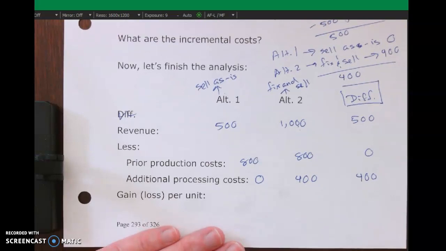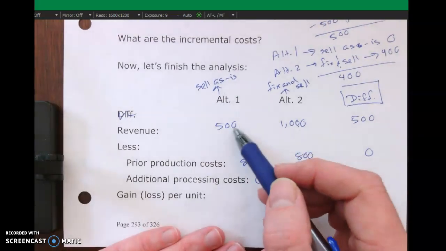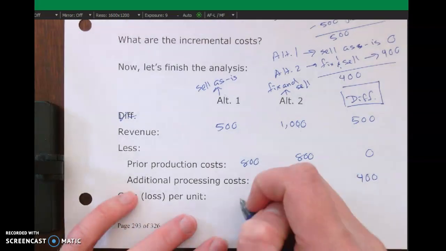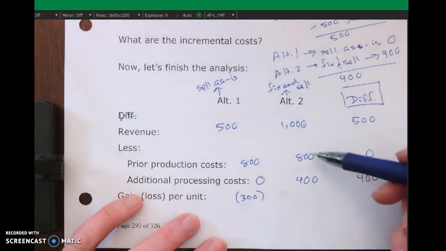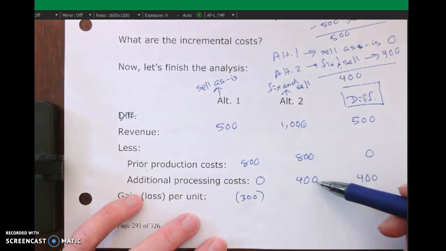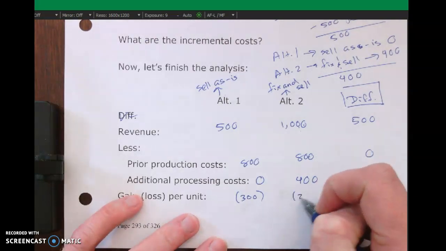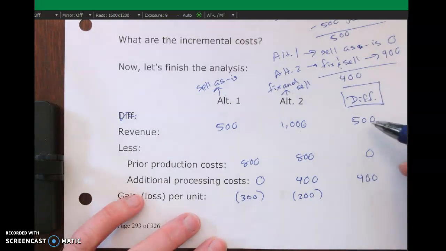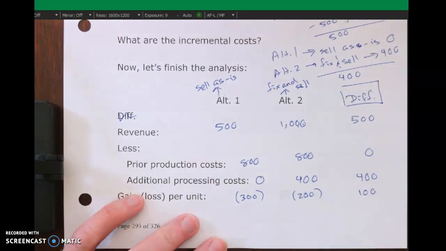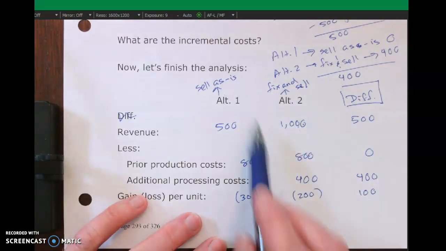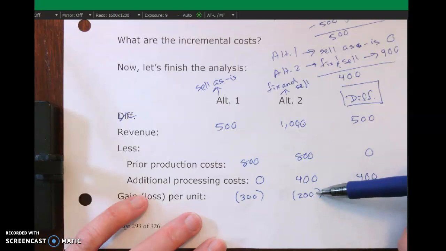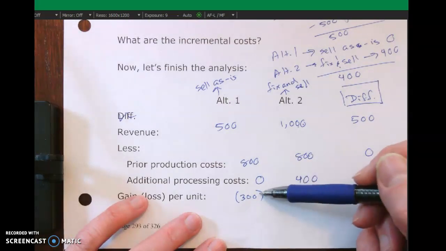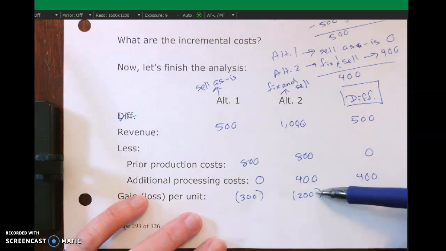Now I can calculate my gain or loss on a unit basis. Taking my revenue minus my prior production costs gives me a loss of $300 here. Taking my revenue minus my prior production costs minus my additional processing costs gives me a loss of $200. And then I have $100 right over here. What is this $100 telling you? It tells us what we should do, which is to fix and sell it. We should fix it up and sell it, because I only lose $200 a unit if I do that. If I sell it as is, I lose $300 a unit. So I'd want to fix it up and sell it.